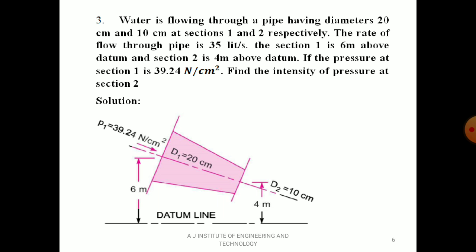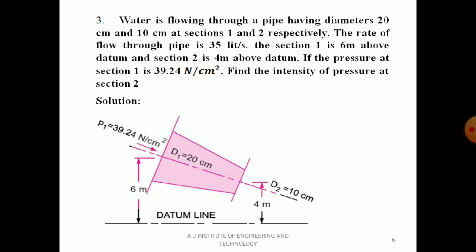It is given that section 1 is 6 meter above datum. Initially you draw one datum, and then you mark the center line of that pipe. The center line of that pipe is at a distance of 6 meter. Just keep the pipe in an inclined position, draw the center line and mark 6 meter above the datum. Next, similarly, section 2 is 4 meter above datum. Again, from the datum to the center line at section 2 you get 4 meter. So there is a datum difference: Z1 equal to 6 meter, Z2 equal to 4 meter.